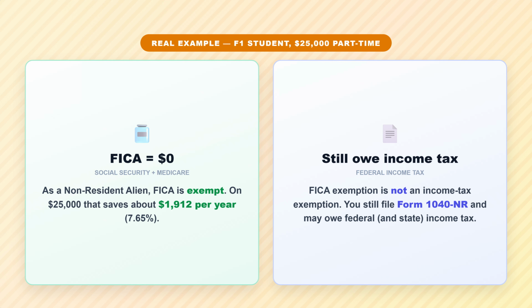Say an F1 student earns $25,000 from part-time work. Because they are a non-resident alien, their FICA is zero. That saves about $1,912 a year, which is 7.65% of $25,000. But be careful, the FICA exemption is not an income tax exemption. You still file Form 1040-NR, and you may still owe federal and state income tax.